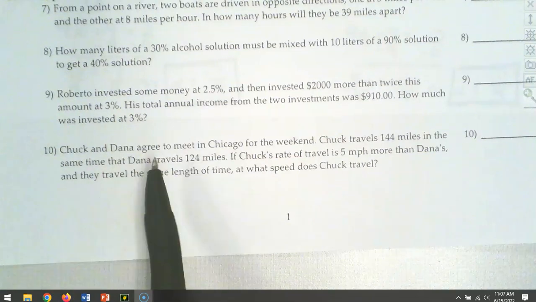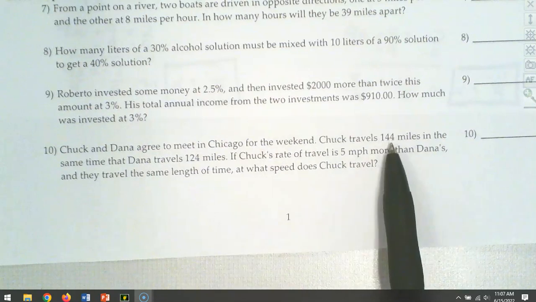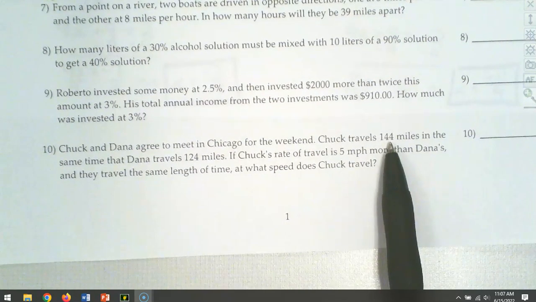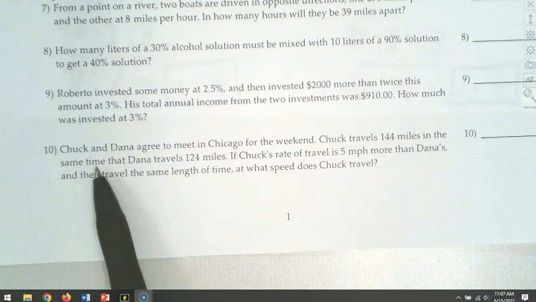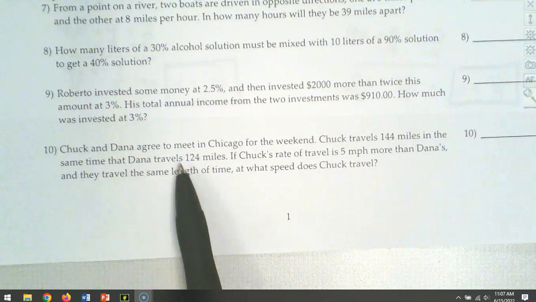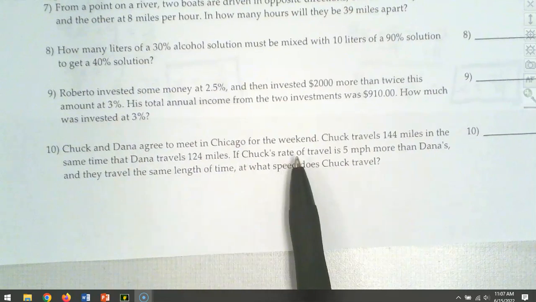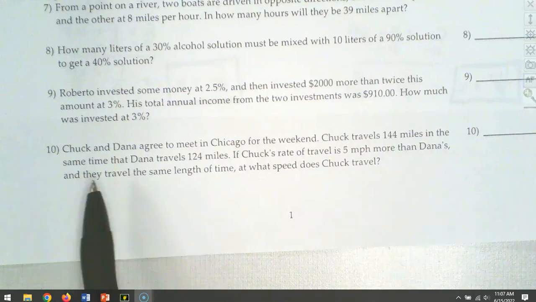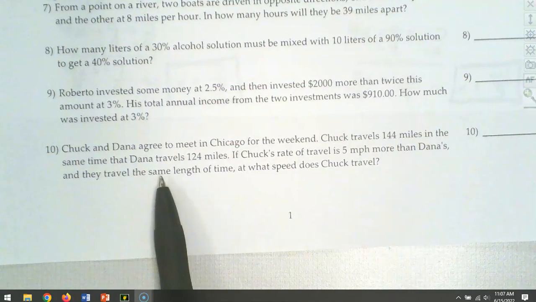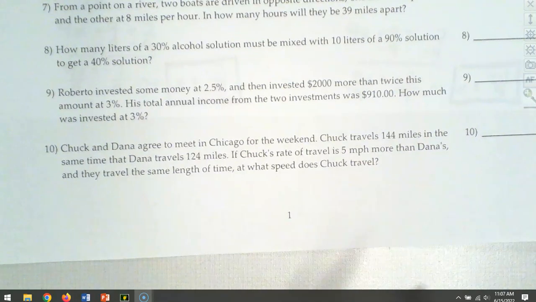Chuck and Dana meet in Chicago for the weekend. Chuck travels 144 miles in the same time, very important there, same time Dana travels 124 miles. If Chuck's rate of travel is 5 miles per hour more than Dana's, and they travel the same length of time, at what speed does Chuck travel?